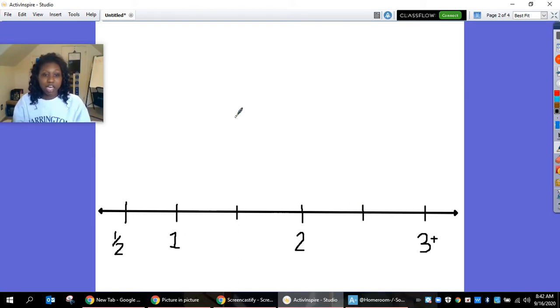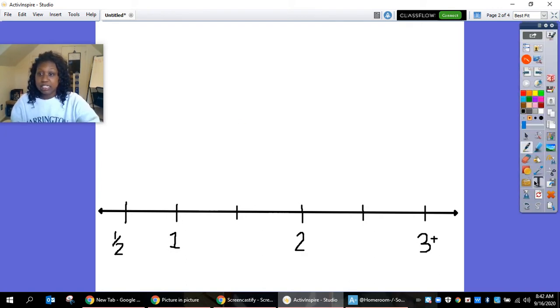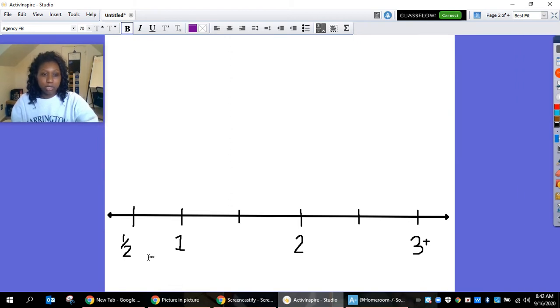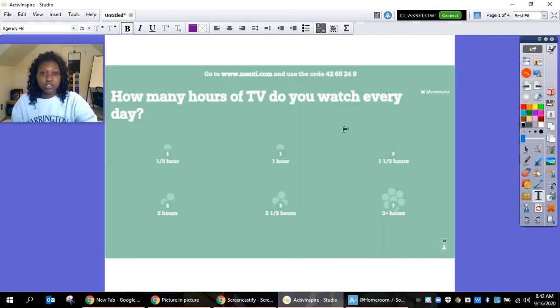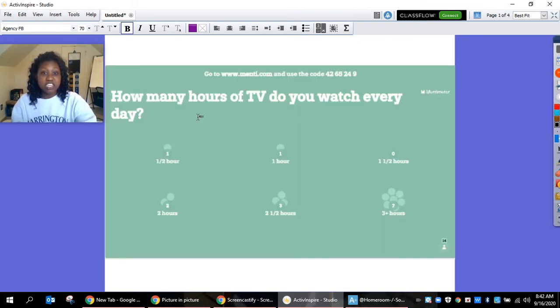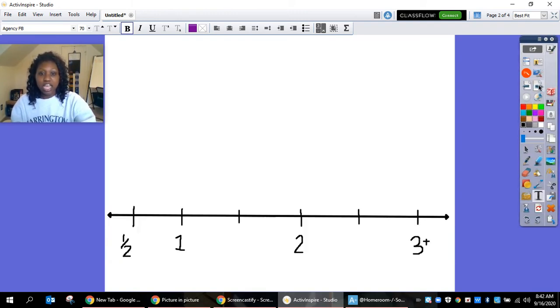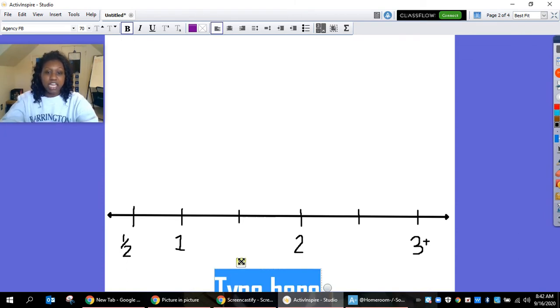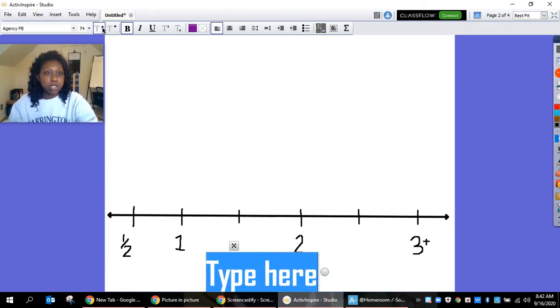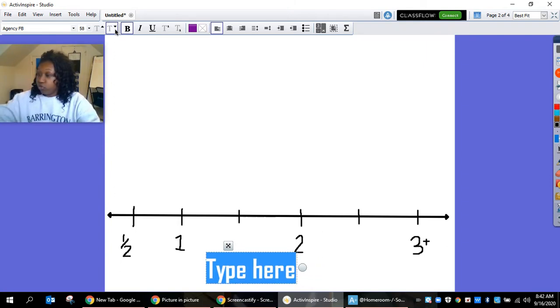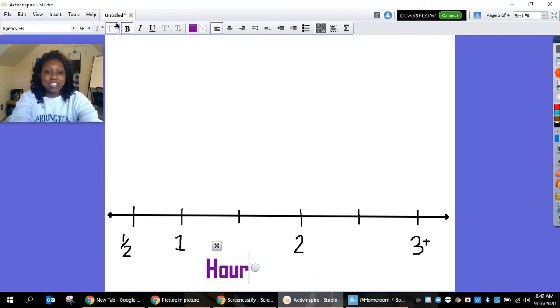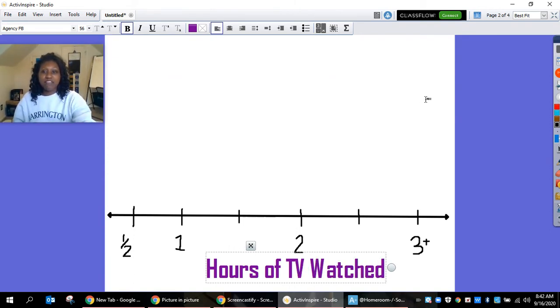Okay, so I've got my number line. I need a label on my axis. I need to say, what are these numbers for? Am I talking about 1/2 of the Nutri-Grain bar? Our question that we were responding to yesterday was, how many hours of TV do you watch every day? So this 1/2 is 1/2 hour. It's hours of TV watched. So let me label my axis. Hours of TV watched. Okay, I've labeled my axis.